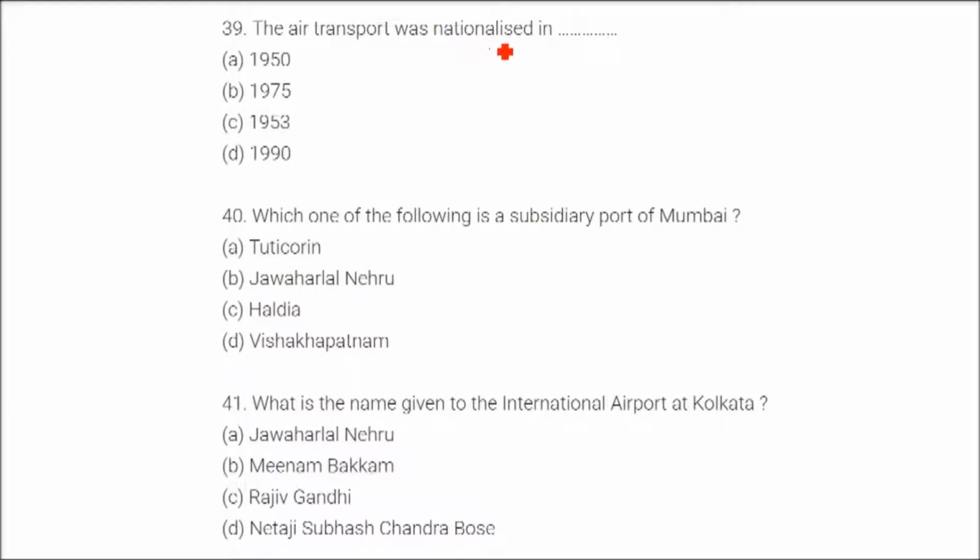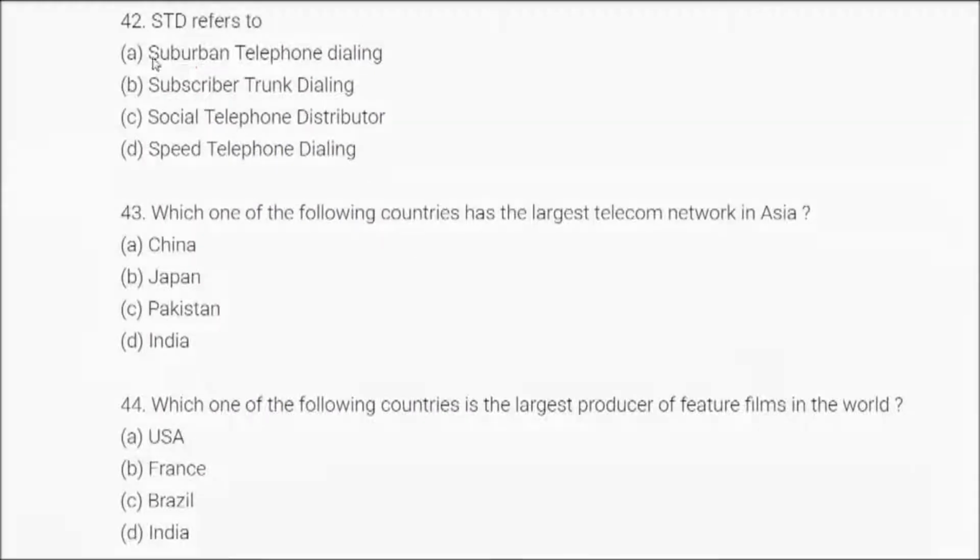The air transport was nationalized in 1953. Which one of the following is a subsidiary port of Mumbai? It's Jawaharlal Nehru Port in Nhava Sheva. What is the name given to the international airport at Kolkata? It is Netaji Subhash Chandra Bose International Airport. STD stands for subscriber trunk dialing.